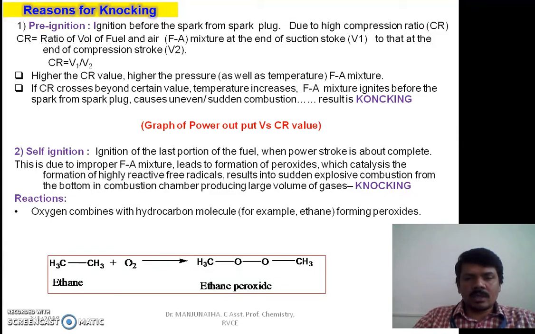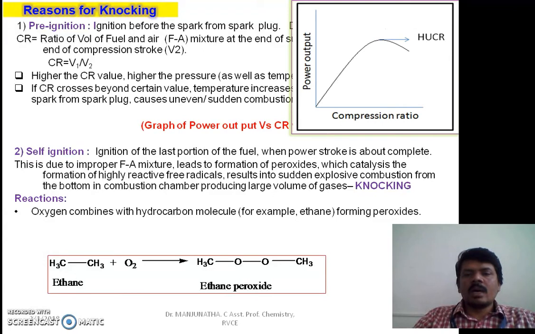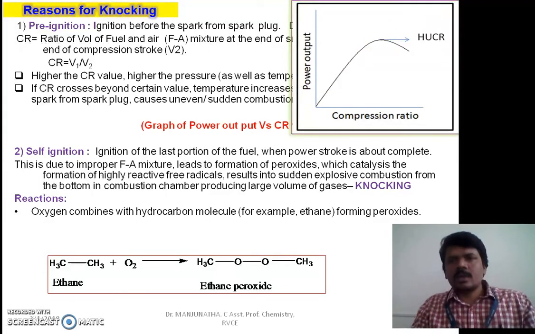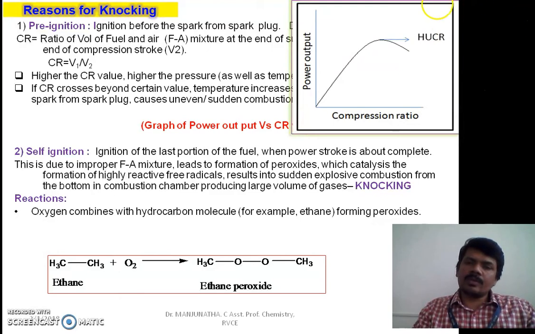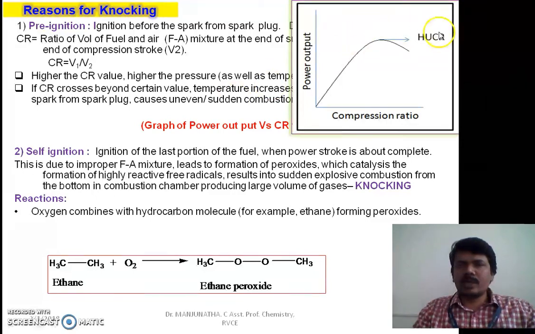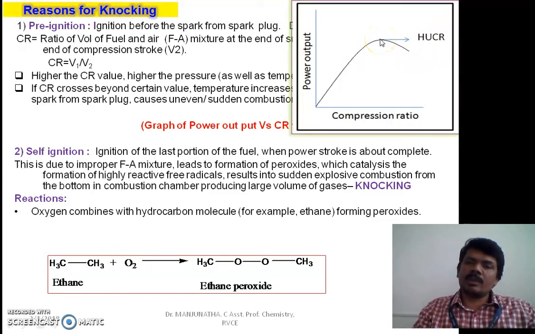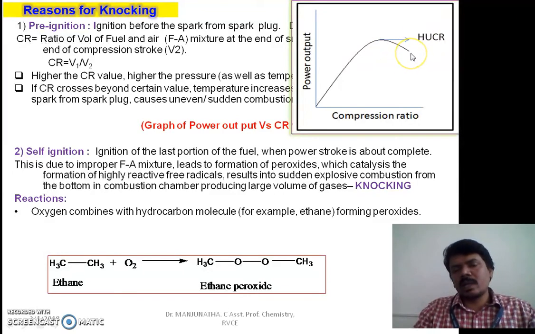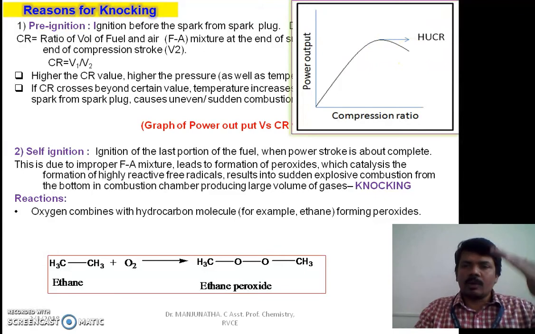These are some of the reactions showing the formation of peroxides. This graph indicates that if the compression ratio increases, the power output also increases. You should not cross beyond a certain CR value. If you cross it, because of knocking, the power output decreases. HUCR means highest useful compression ratio. This is fixed for a given engine. Up to this peak, the engine will give you more power output. Beyond this, it leads to pre-ignition and knocking, and the power output decreases.